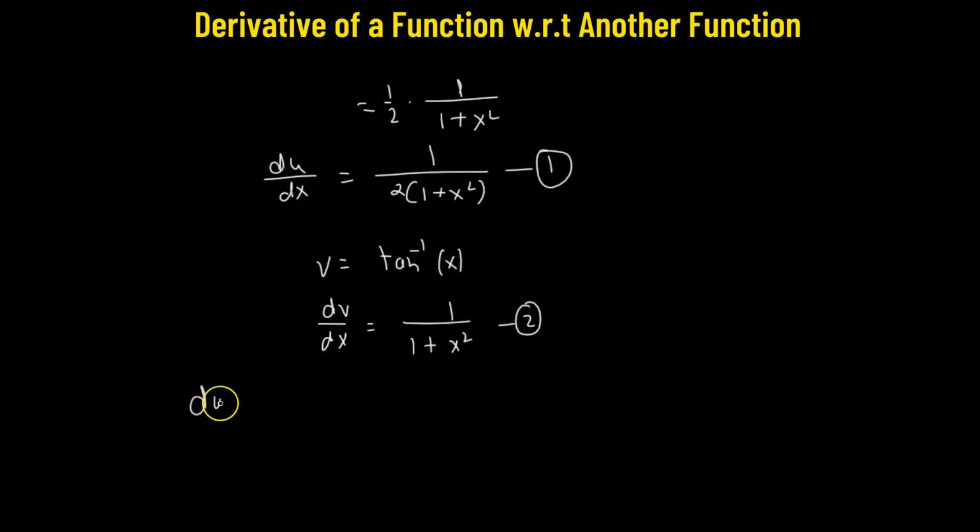Since we have to find du over dv, that is simply the derivative of u with respect to x divided by the derivative of v with respect to x. That means we'll divide 1 by 2, and that leaves us with the value half. So this is the derivative of the given function with respect to v, where v is inverse tangent of x.